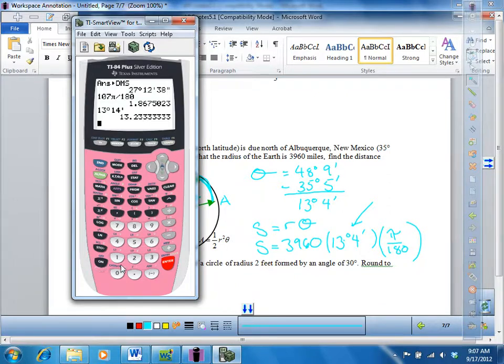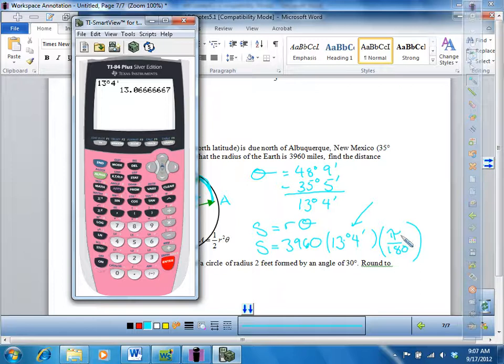All right. 13 degrees, 4 minutes. Okay? And then when I hit enter, well, I hit degrees twice. Minutes. Okay, now when I hit enter, that turns it into a decimal.